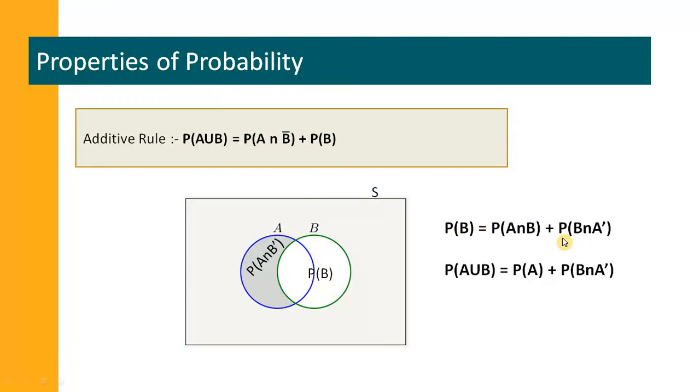So that is what P of B intersection A complement is. P of B not in A plus P of A intersection B both combine to P of B. And P of A union B equal to P of A, that is the complete A, plus P of B not in A, that is this portion, P of B which is not in A. So P of A union B equals P of A plus P of B not in A.